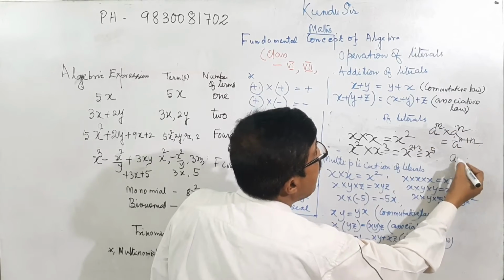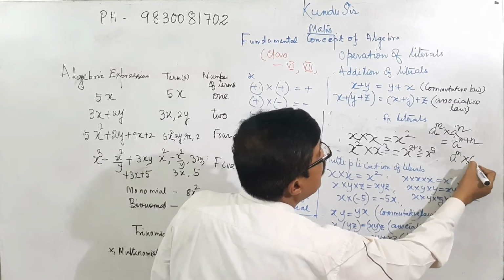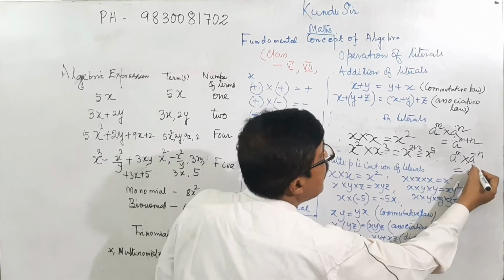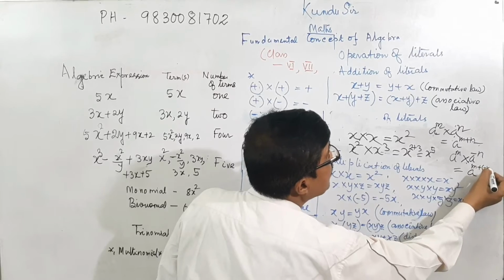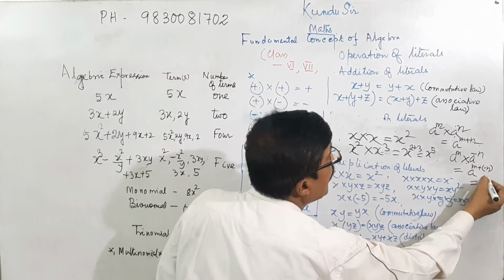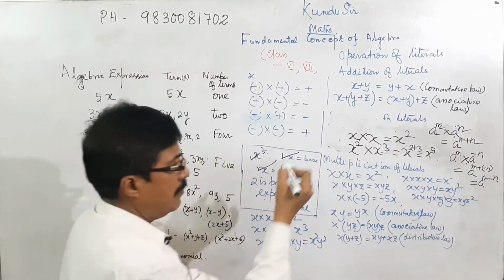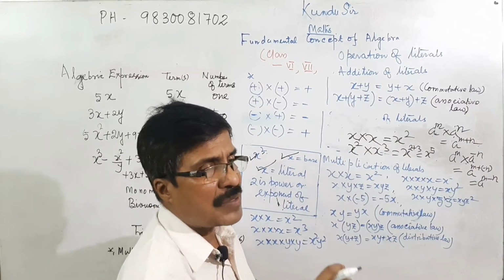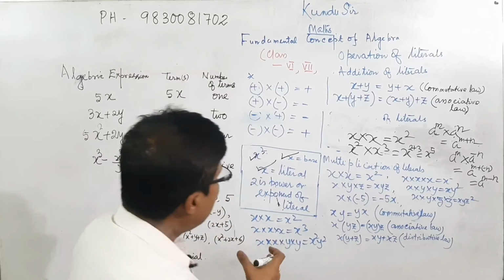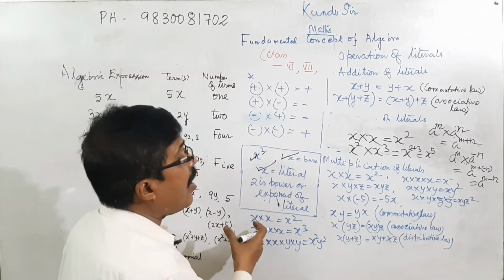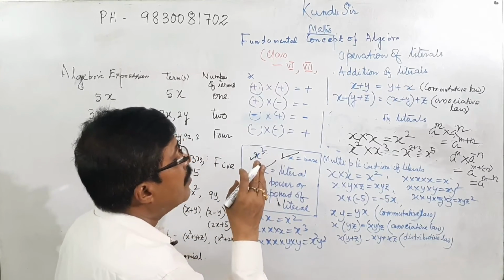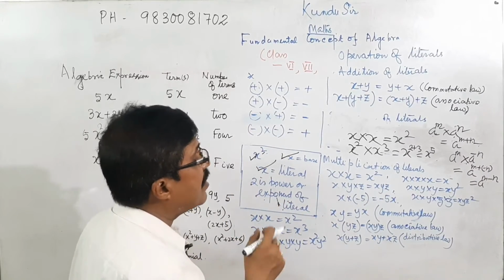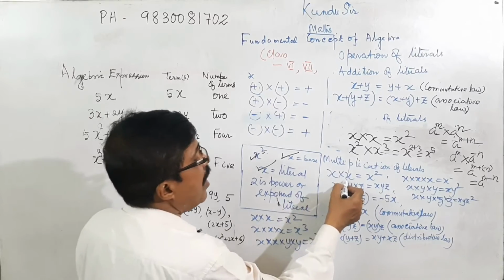If it is a to the power m into a to the power minus n, then the base is the same, then m plus minus n, equal to a to the power m minus n. It is covered under indices in the chapter of algebra, but some portion is required here for the learning of multiplication of literal terms.